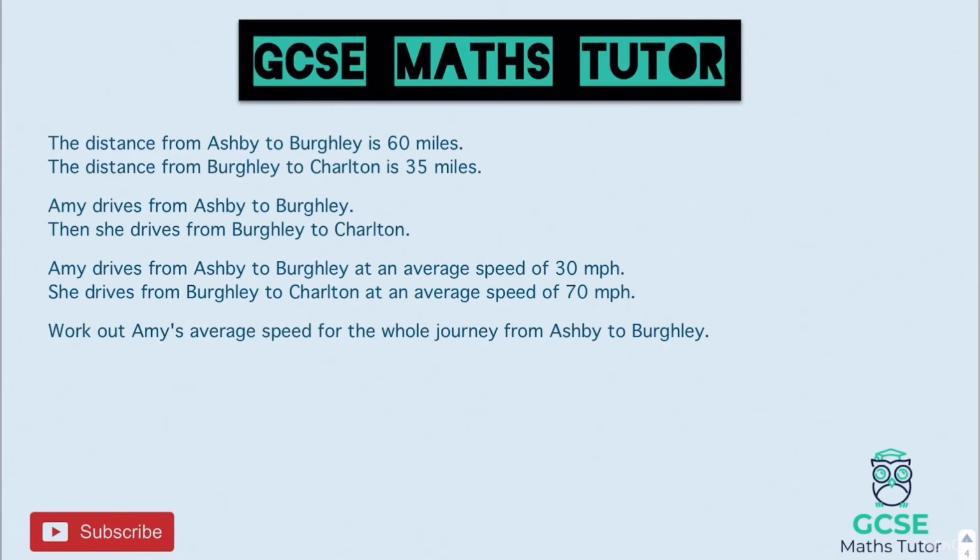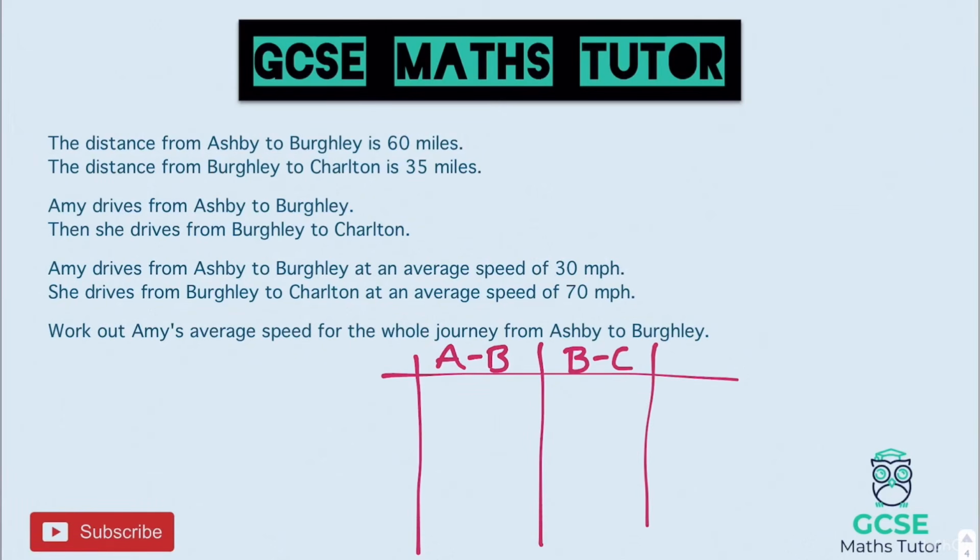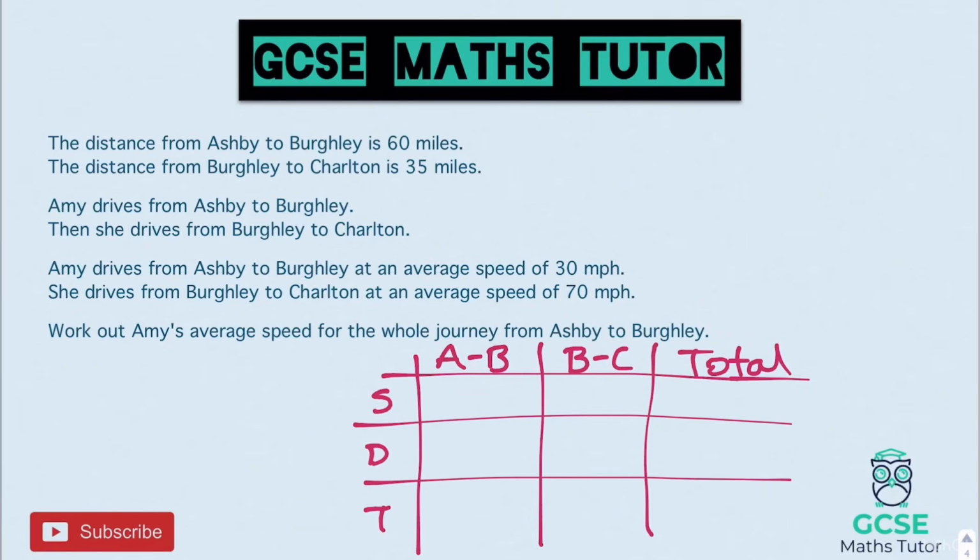Okay, so drawing our two-way table for this question then. We've got A to B, and again you might have labelled this differently. Then we've got B to C, and then we've got our total. And again we're looking for a speed, a distance and a time for all these parts of each journey. Let's put some of these numbers in. We've got a distance of 60 miles for the first one, and a distance of 35 miles for the second journey, and that's a total of 95 miles.